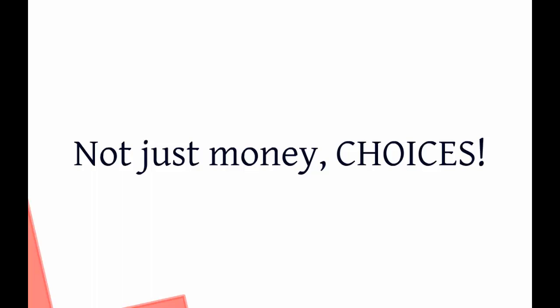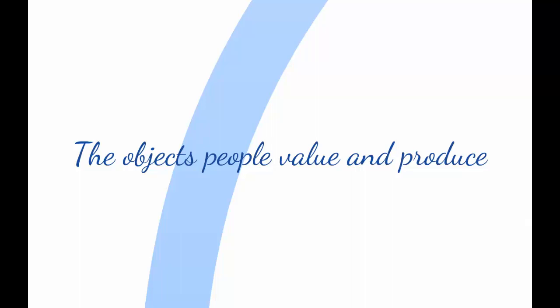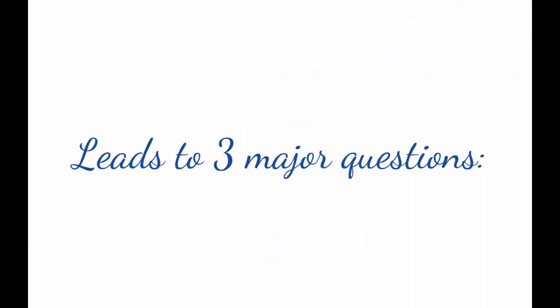What makes up economics, though? What are some of these scarce resources? Well, we have both goods and services. Very simply put, goods are the objects people value and produce, and services are the services people value and produce. Now, what does that mean? What does that tell us? It helps us answer the three major questions that make up economics, and they are what, how, and for whom.